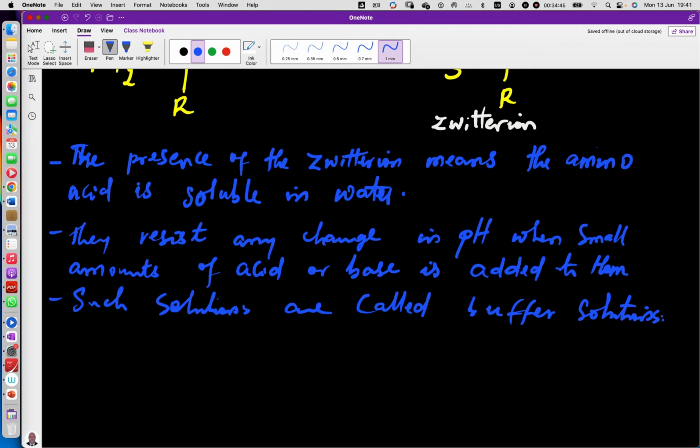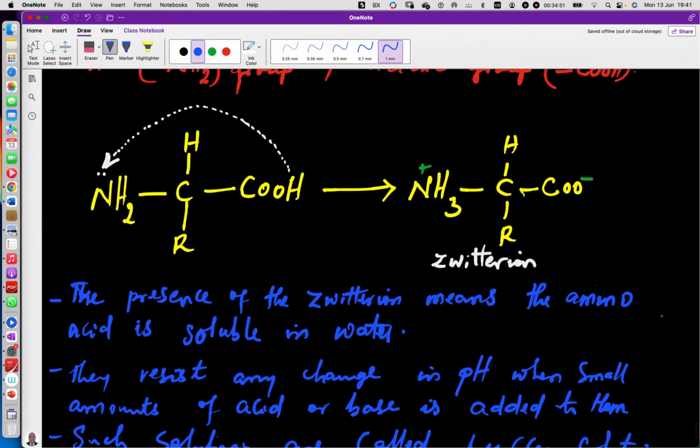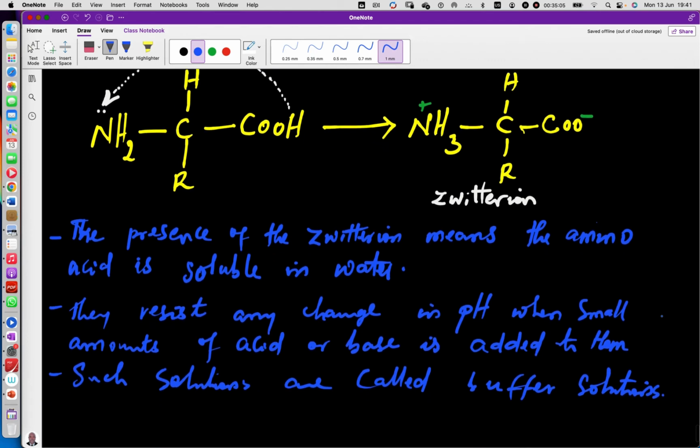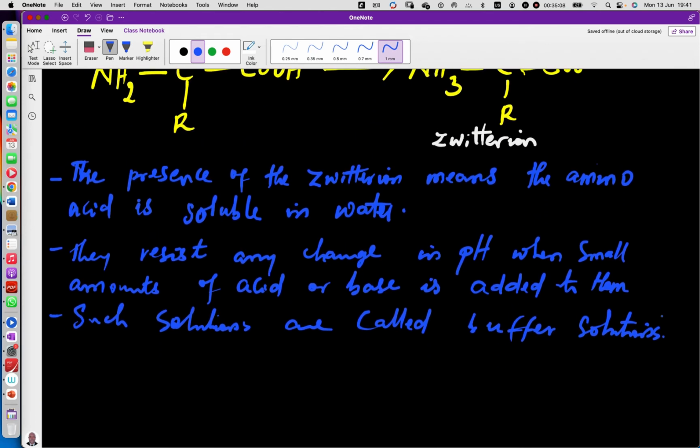So now, because the amino acid interacts within itself due to the basic and the acidic nature of it, and it forms zwitter ions, when amino acids are in water, they resist any change in pH when a small amount of acid or base is added to them. Such solutions are called a buffer solution.